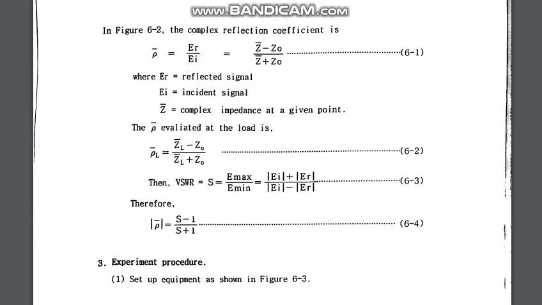So that is the basic formula of SWR. If you know the VSWR, it's Emax divided by Emin, and then you can write it like that: S minus 1 divided by S plus 1. Rho is here for the reflection coefficient, so that will be equal to S minus 1 divided by S plus 1.